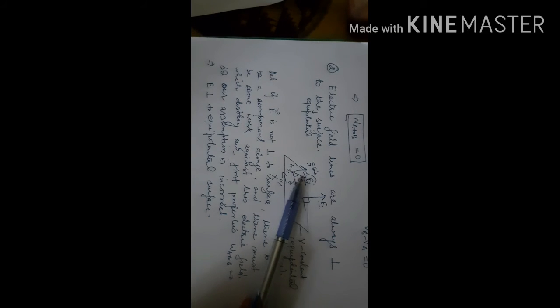Again I am explaining it. Electric field lines are always perpendicular to the equipotential surface. If it is not perpendicular, making an angle of theta like this one, then it will have a component along the surface. If you want to move a charge against this electric field, then you are doing some amount of work. But we have studied that the amount of work on the equipotential surface is 0. So our assumption is incorrect. So electric field lines are always perpendicular to the surface.